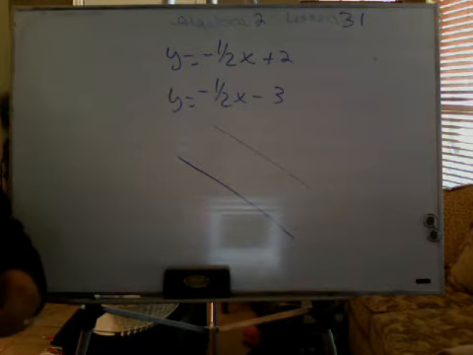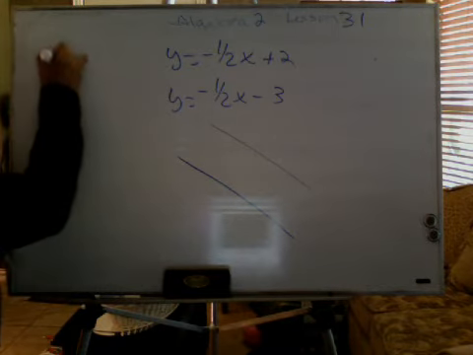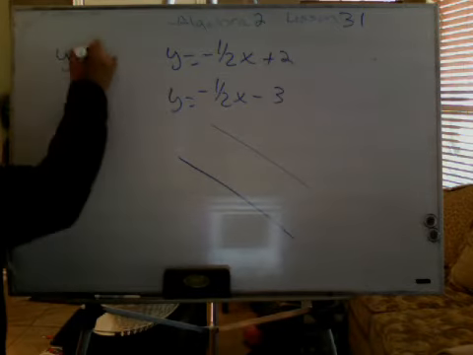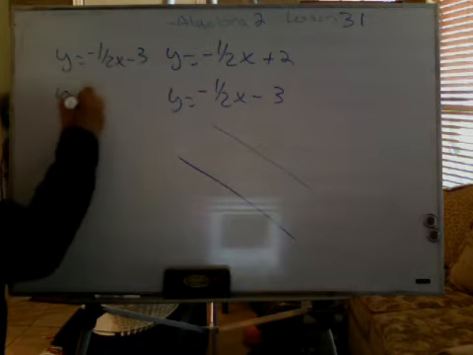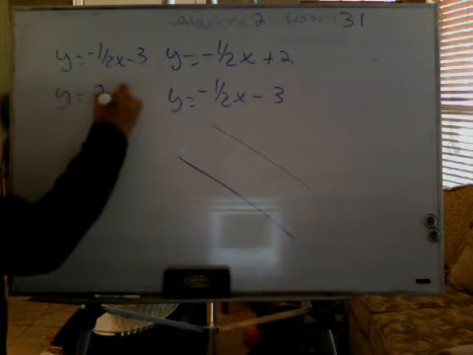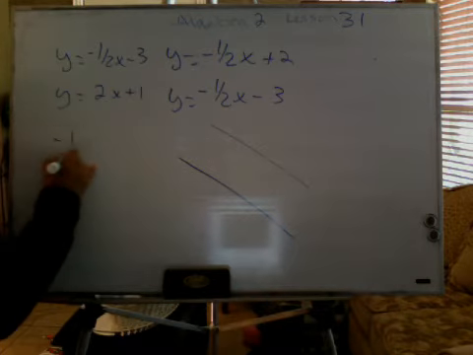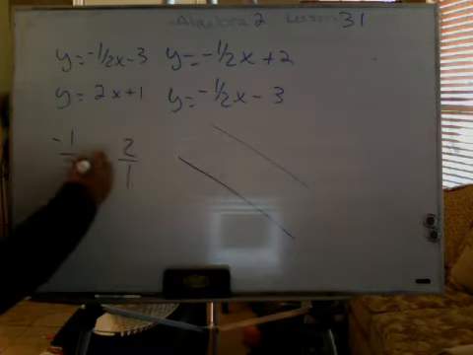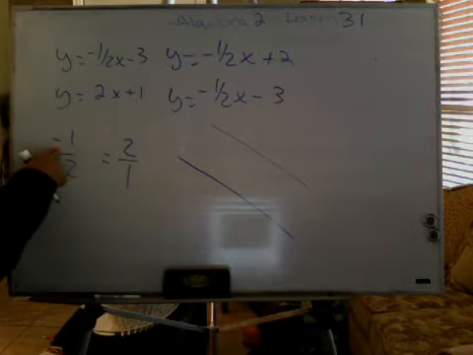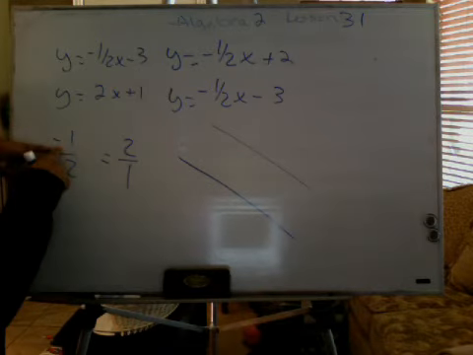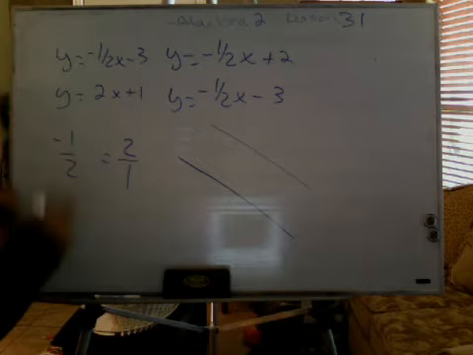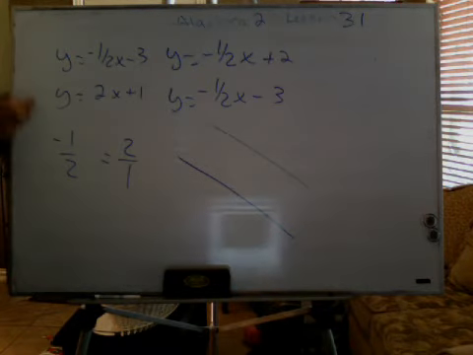Okay? Now, let's look at the example on the right. They gave you the equations y equals -1/2 x minus 3, and y equals 2x plus 1. Well, what do we know about -1/2 and 2? We just got through learning. 2 is the negative reciprocal of -1/2, because the reciprocal of 1/2 is 2, and the opposite of -1/2 is positive. So these two equations have slopes that are negative reciprocals of each other.